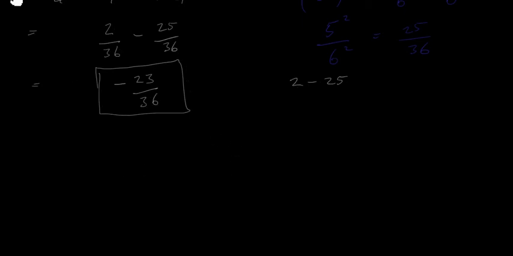I may run out of room here, so it might be a little bit tight. So let's see. Let's take 3 over 5, and we're going to multiply that by 15 over 27.